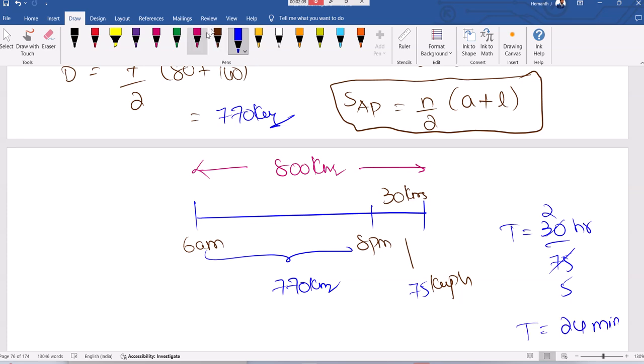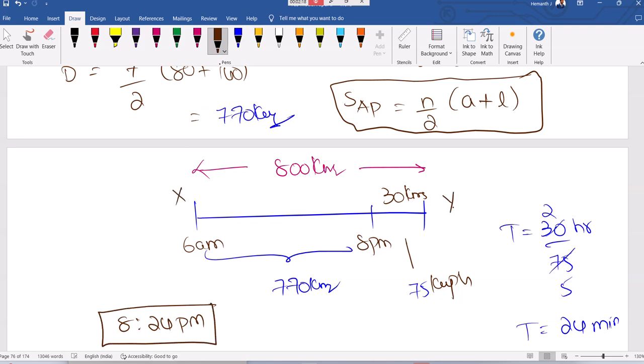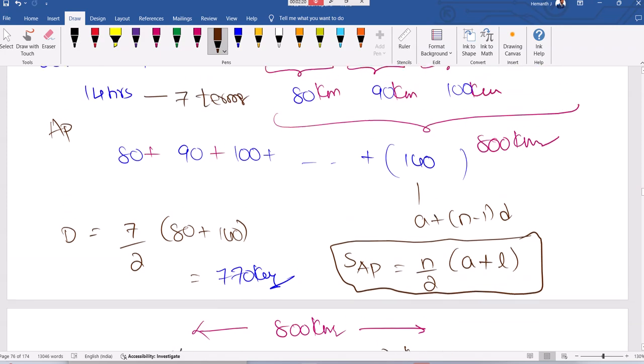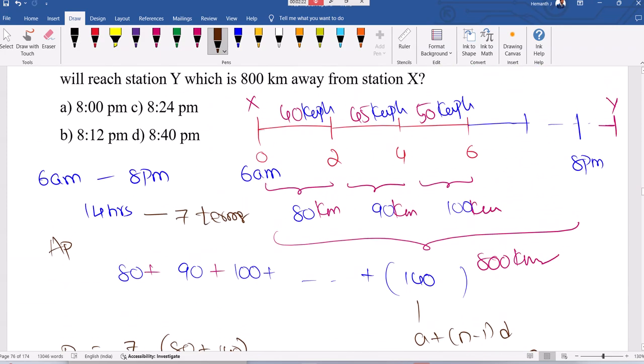So I can say after 8 p.m., 24 minutes is required, so at 8:24 p.m. the candidate can reach the Y station. X to Y will be reached. 8:24 is the answer. The first term is 40, next 45, next 50, like that the speed keeps on increasing. We need the total distance to be 800.